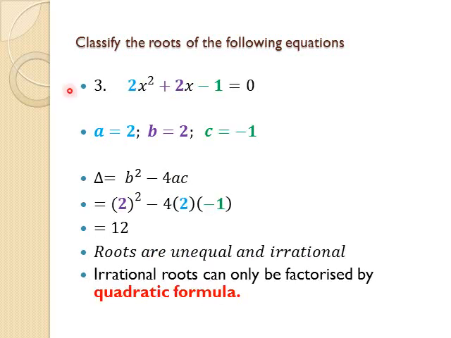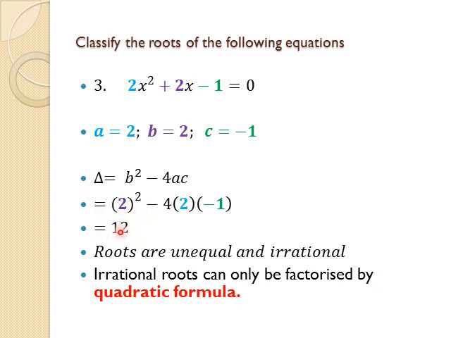Third problem. Alright, we have 2x squared plus 2x minus 1 equals 0. A being 2, the coefficient in front of x squared. There, b being plus 2, c being negative 1. So again, if we substitute into b squared minus 4ac, b being 2, 2 squared, a being 2, and c being negative 1. So 2 squared is 4, negative 4 times 2 times negative 1 gives me plus 8. 8 plus 4 gives me 12, alright?